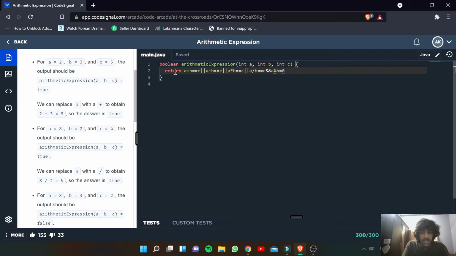So if any of these conditions is satisfied, with a percentage b equal to 0 for the division case, then it will return true.